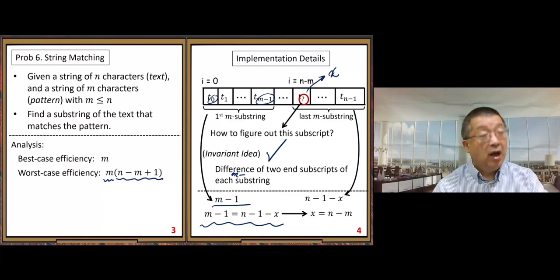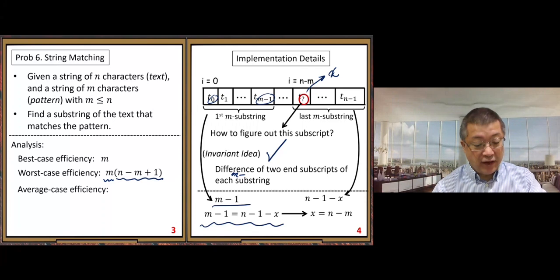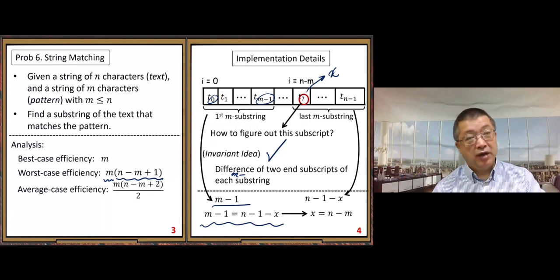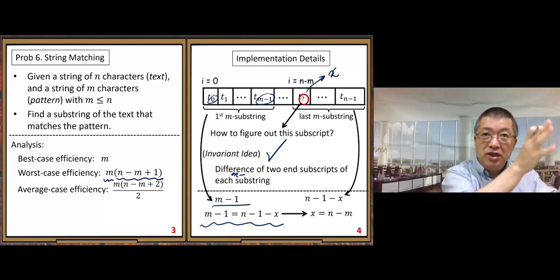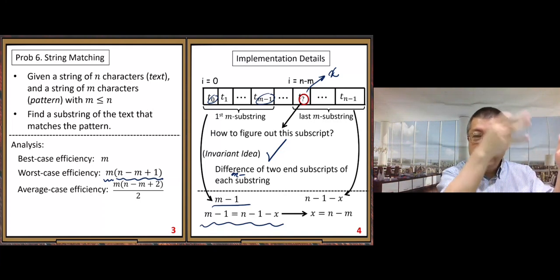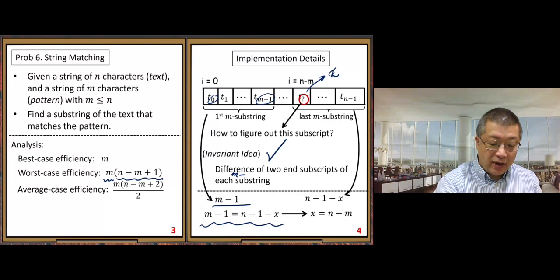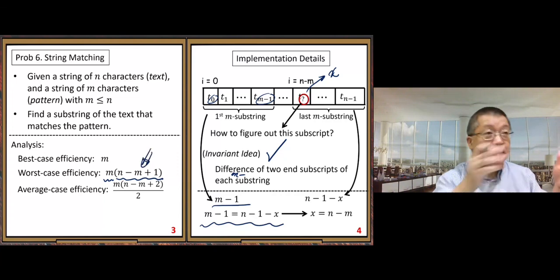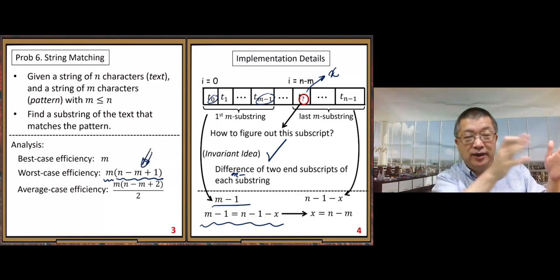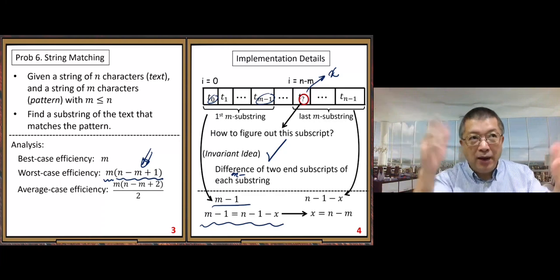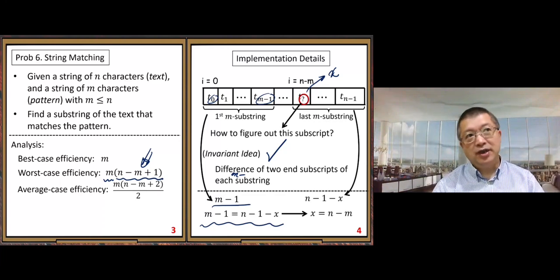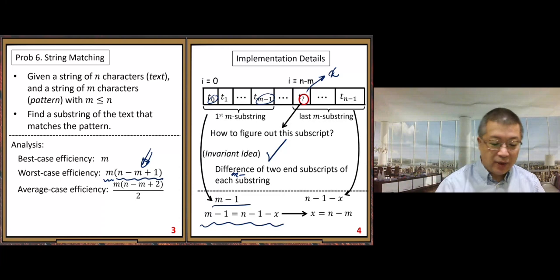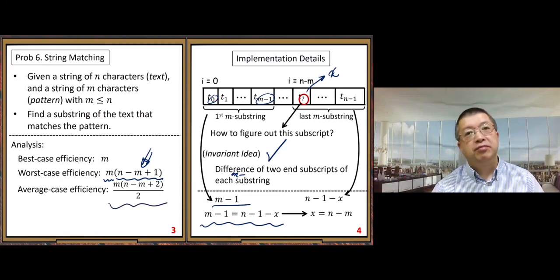Multiplication. Average case, that's simple, adding the two numbers divided by 2, because you can see that every time, each case, the comparison number increases by 1 in that pattern. So it's easy to see this is the average case number of comparisons.